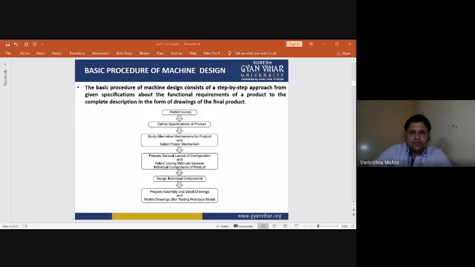Coming into step number two, define specifications of product. After careful study of the requirements, the designer prepares rough sketches of different possible mechanisms for the product. For example, while designing a blanking or piercing press, the following mechanisms are possible.